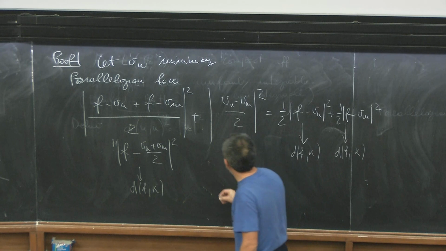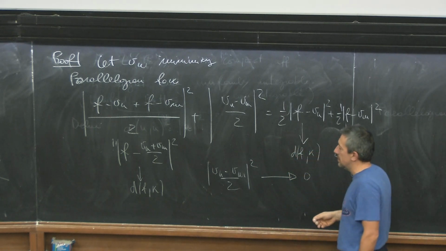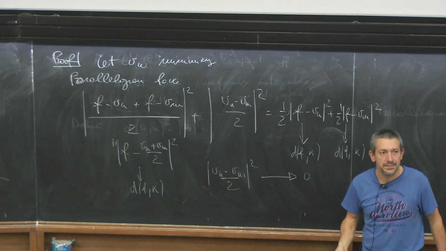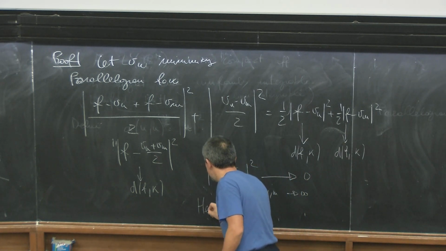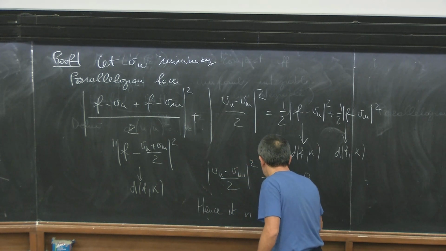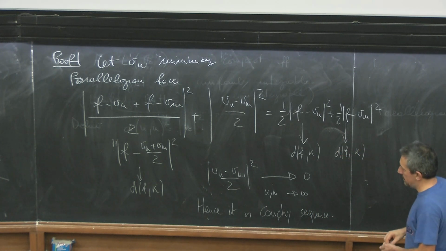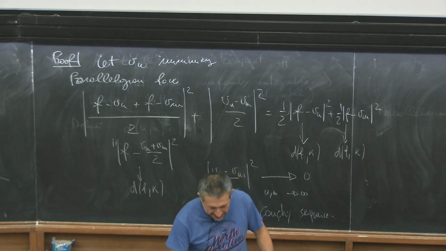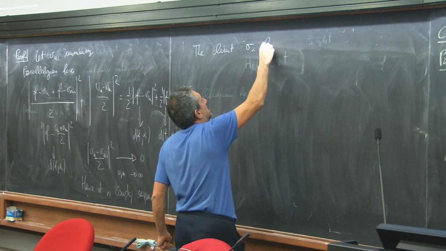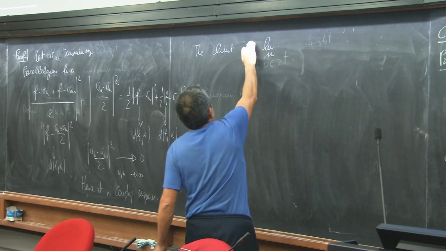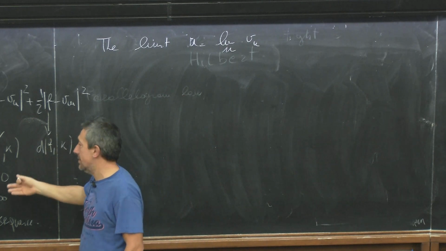So what I discovered is that the norm of Vn minus Vm converges to zero as n and m go to infinity. So it is a Cauchy sequence. At this point, since it is Cauchy, there exists a limit, and this is a strong limit. So the limit, let's say U, realizes the minimum because the distance is continuous with strong convergence.